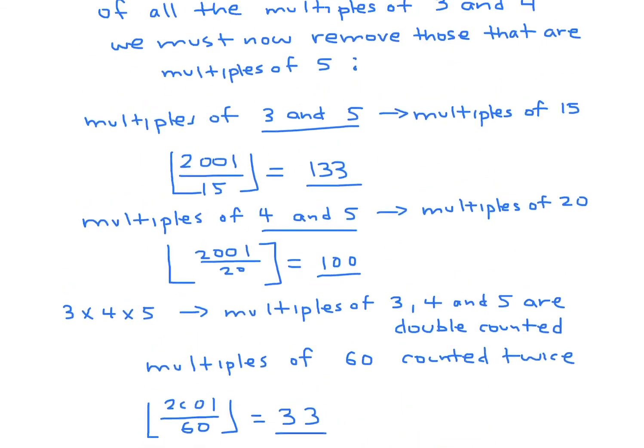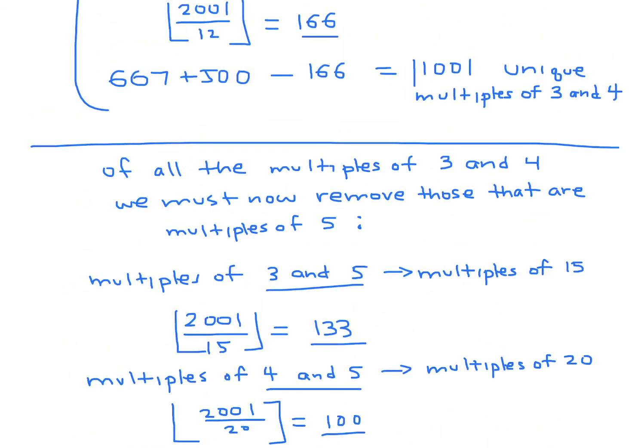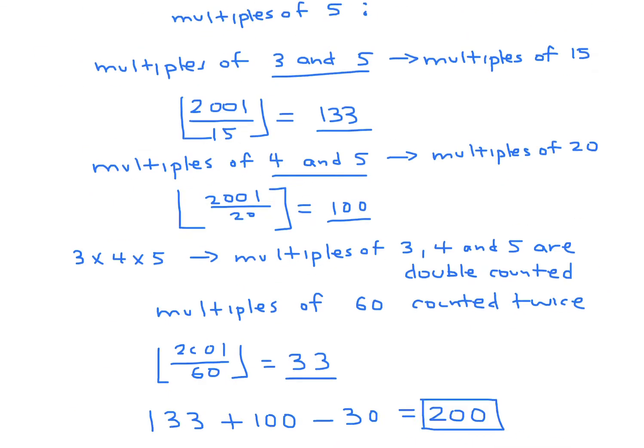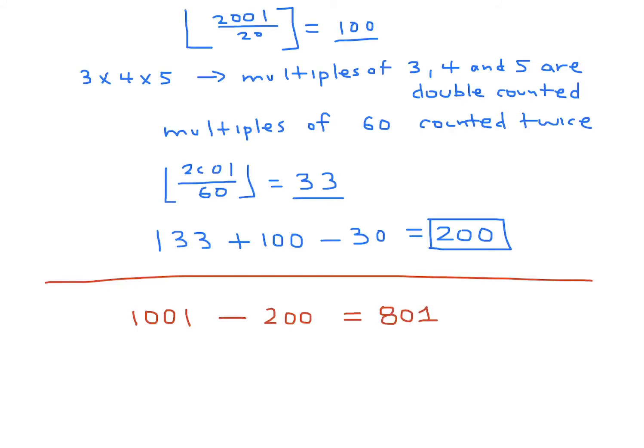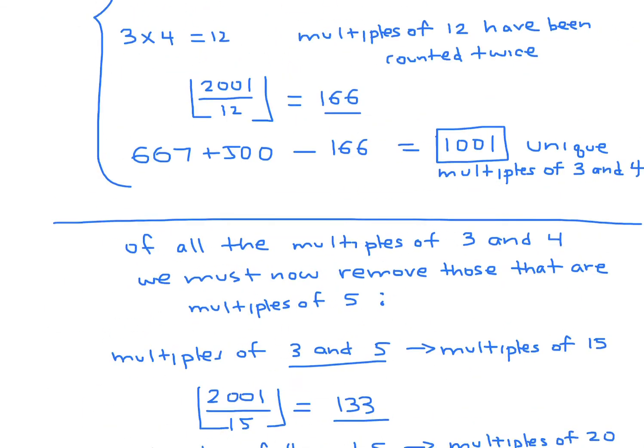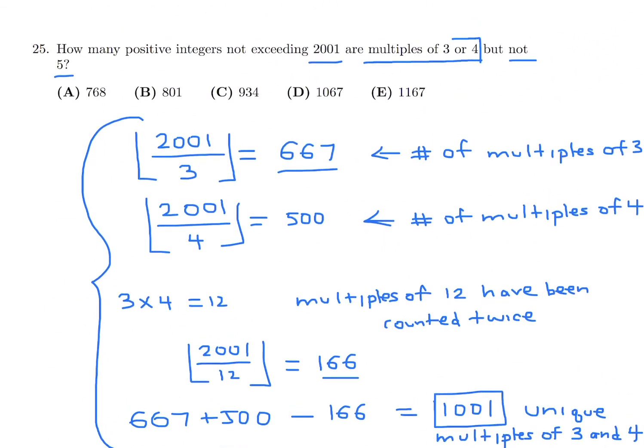So these are the ones that we need to remove. Remove from what? Our original list, which was 1001. So the final grand finale of this question is you take the original list, which was multiples of 3 and multiples of 4, and subtract from it all of those numbers that are also multiples of 5. And therefore the final answer is 801. And that would be choice B.